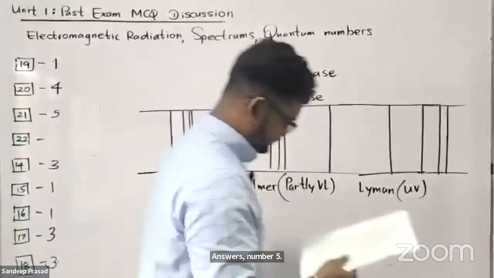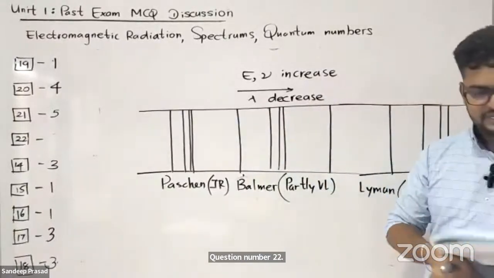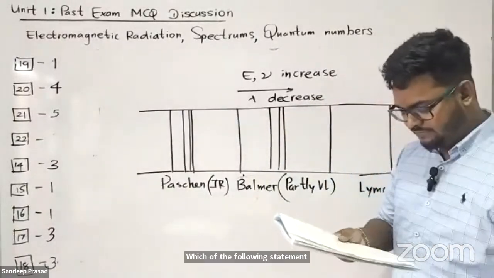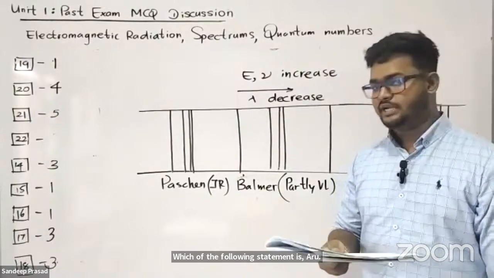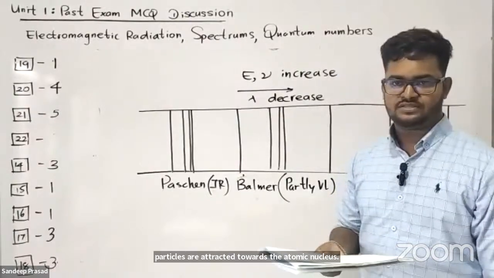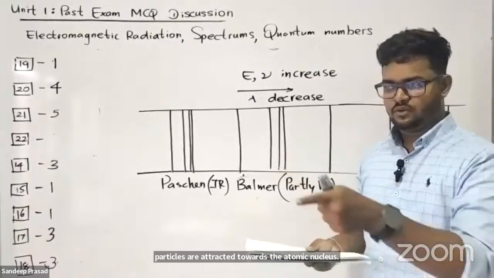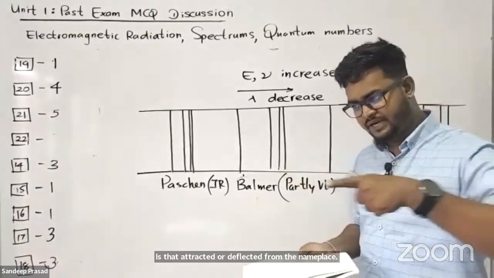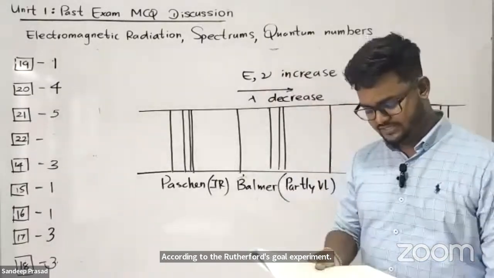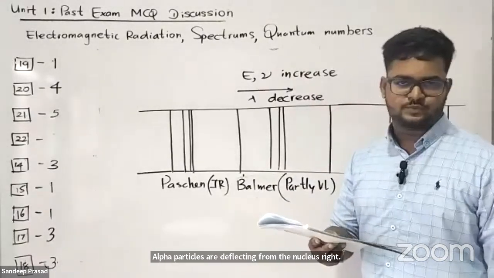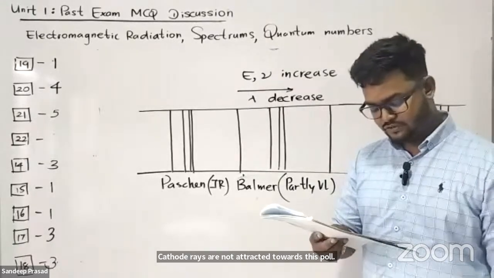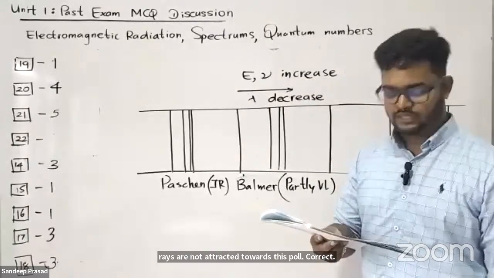Question number 22. Which of the following statements are true? Alpha particles are attracted towards the atomic nucleus. Is that attracted or deflected from the nucleus? According to Rutherford's gold foil experiment, alpha particles are deflecting from the nucleus, right? Cathode rays are not attracted towards the S pole, correct? Positive rays are not attracted towards the N pole, correct?